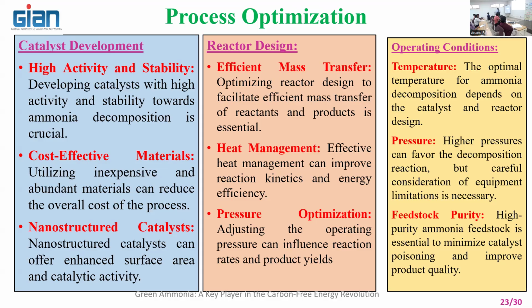Okay, so efficient mass transfer: optimizing the reactor design to facilitate efficient mass transfer of reactants and products is essential. How much is entering? How much is leaving? Suppose you are sending around one ton per hour of ammonia into the reactor. We need to ensure that the hydrogen and nitrogen produced combine to the same value. We are not interested in intermediate species coming out at the outlet of the reactor. So we need to balance the mass. What is entering and what is leaving should remain the same. Mass entering the system is supposed to equal mass leaving the system, as per the law of conservation of mass. Okay.